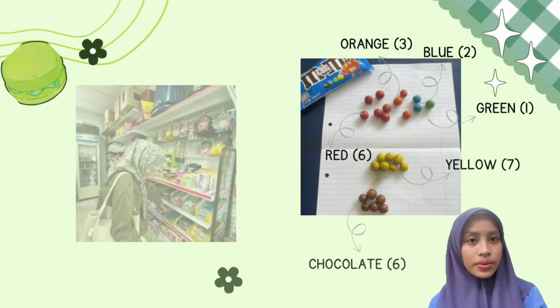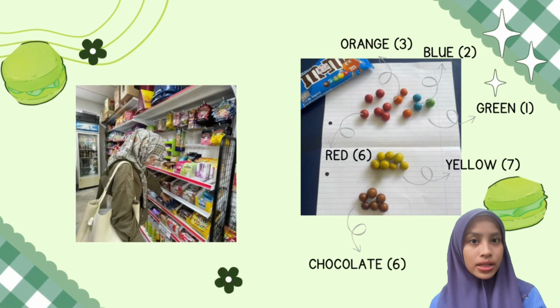These are some of the pictures that we took during the experiment. As you can see, there are 6 colors here, which are orange, blue, green, yellow, red, and chocolate.